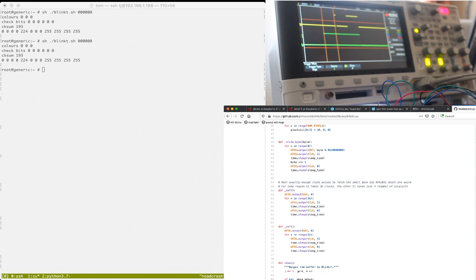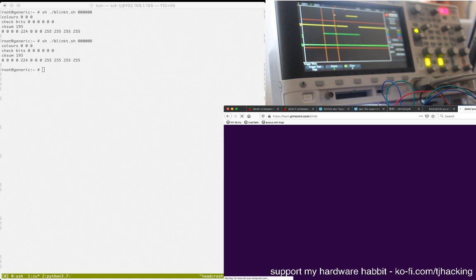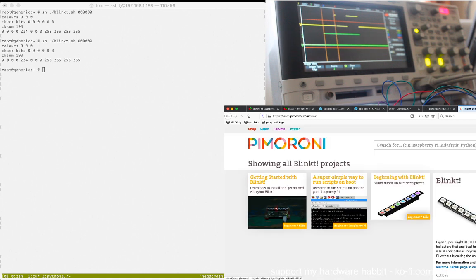Aha! Emit exactly enough clock pulses to latch the small dark die APA102. Oh, that's not what we have, is it? It might be, because it's what we bought. Pi more. I can't spell the name of this company at all, or even really pronounce it. And so, look at the product page.